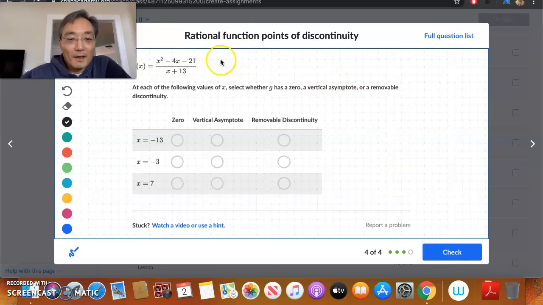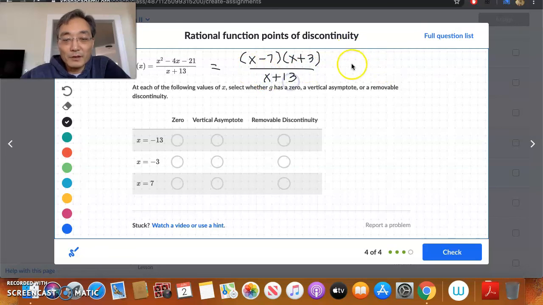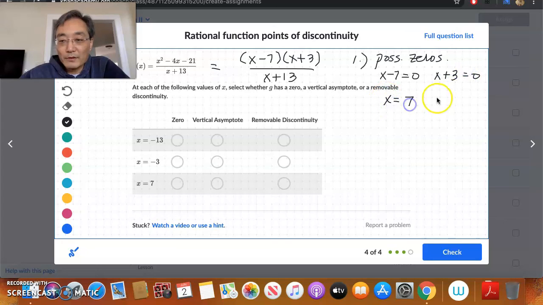Same thing. Factor. So we have x minus 7 and x plus 3 on top. On the bottom we have x plus 13. Check possible zeros. Again, set the numerators equal to 0 and solve for x. x equals 7 and x equals negative 3. So here are two possible zeros.